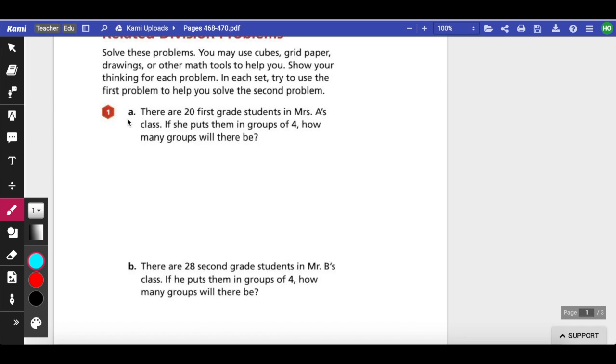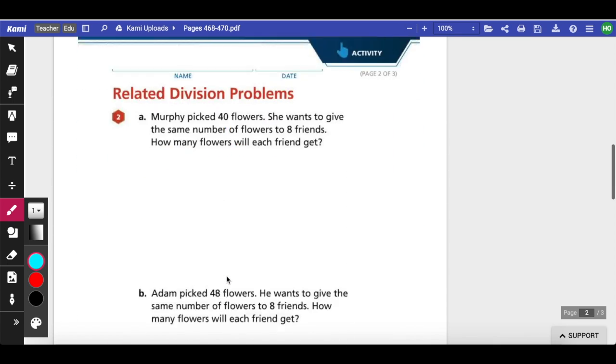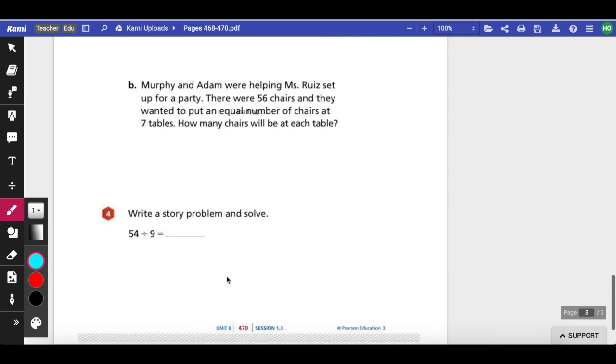So in 1, there are 20 first grade students in Mrs. A's class. If she puts them in groups of 4, how many groups will there be? In B, there are 28 second grade students in Mr. B's class. If he puts them into groups of 4, how many groups will there be? So use A to help you solve for B. If there's 20 first grade students in groups of 4, how many groups will there be? And if there are 28 students in groups of 4, how many groups will there be? So use A to help you solve for B, and make sure you realize that there's 3 pages.